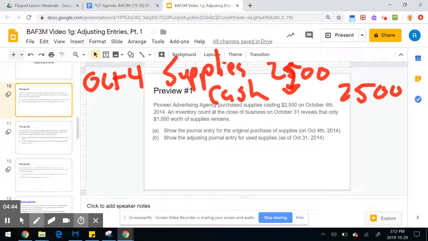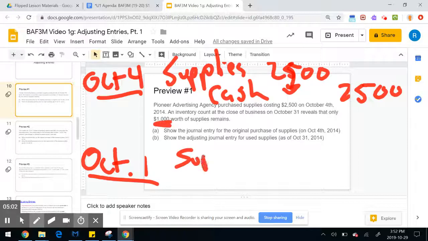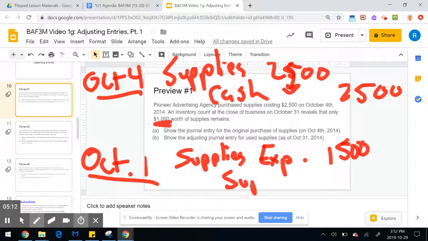The adjusting entry is at the end of October. We bought these supplies on October 4th. At the end of October, when our accounting period is about to end on October 31st, we count the supplies, and we realize that even though we started with $2,500, we've actually only got $1,000 of supplies left. So here's what the adjusting entry will look like for the month. We're going to record the expense this month, because this is when we actually used the supplies, for $1,500. And we're going to credit, therefore decreasing the value of our supplies asset account by $1,500.